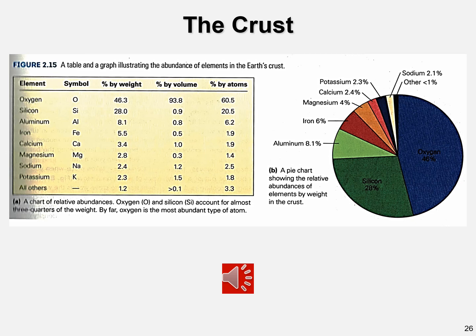The crust is our home and the source of the food and resources that we use in our lives. This slide is a table and graph illustrating the abundance of elements, not minerals, but elements in the Earth's crust. The 8 most abundant elements, in decreasing abundance, are oxygen, silica, aluminum, iron, calcium, magnesium, sodium, and potassium. The chart shows abundance by percent weight, by percent volume, and by percent atoms.